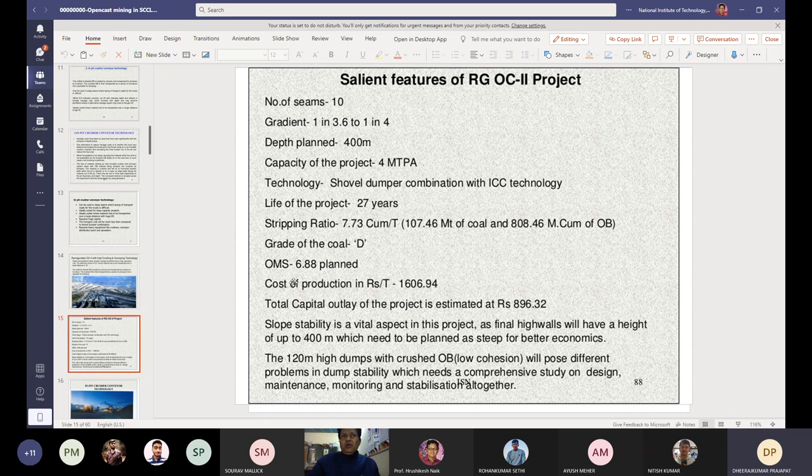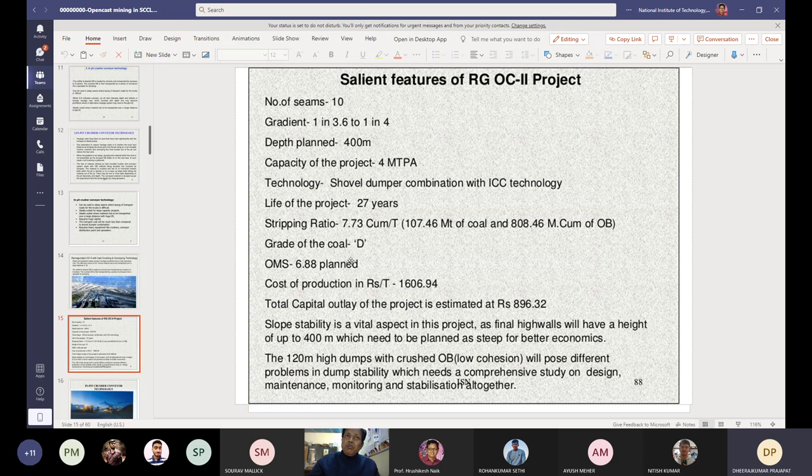And the OMS, what is OMS? Output per man per shift. Per man per shift, how much they are producing, that is called your OMS. So per man, it is planned that 6.88 ton of mineral is produced per person.